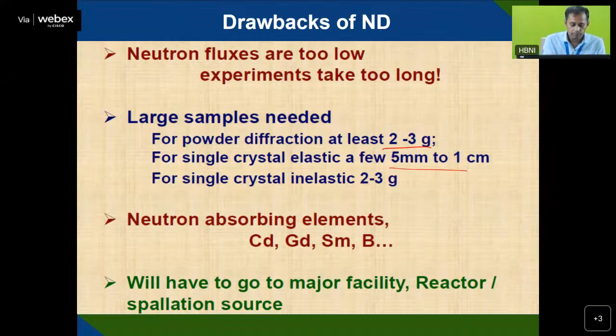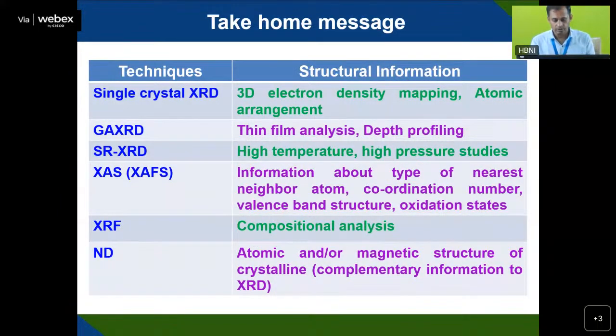Also, there are some elements which absorb neutrons, like cadmium, Gd, samarium or boron. Analysis of materials containing those elements is difficult because the neutrons get absorbed, so you will not get any structural analysis in that case. We also have to go to a major facility, like a reactor or a spallation source, to get neutrons for these experiments. But in the case of XRD, these things are not necessary at all.